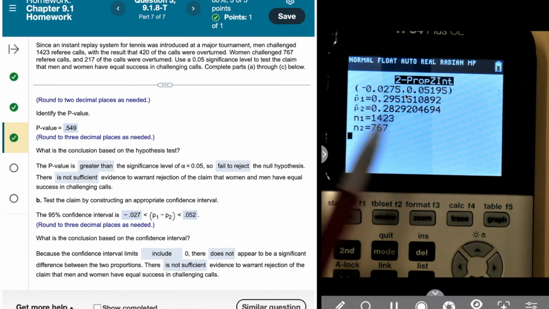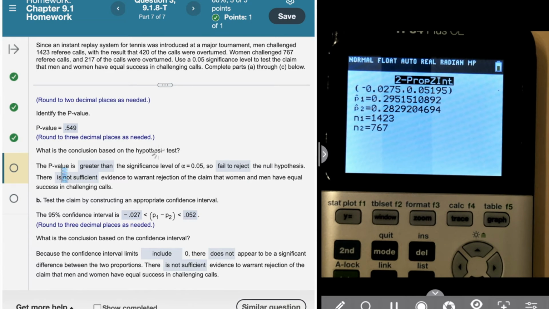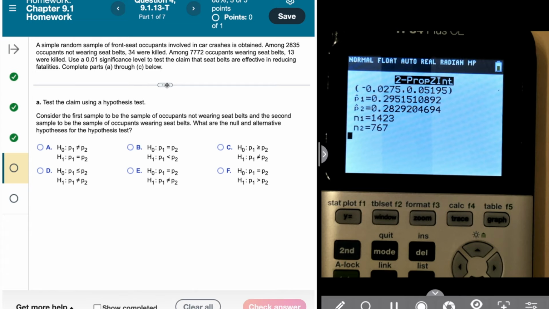So just be careful. The technology is more precise and may lead you to round up or down a little bit differently than by the tables, which is what the homework goes off of. All right, we've done the heavy lifting. Let's do number 4 in the calculator and show you how fast these problems can be now that you have the calculator. So we've got front seat occupants in car crashes, people who were not wearing seatbelts and people who were using seatbelts. We want to claim that seatbelts are effective in reducing fatalities. And notice that the people who were not wearing seatbelts came first.